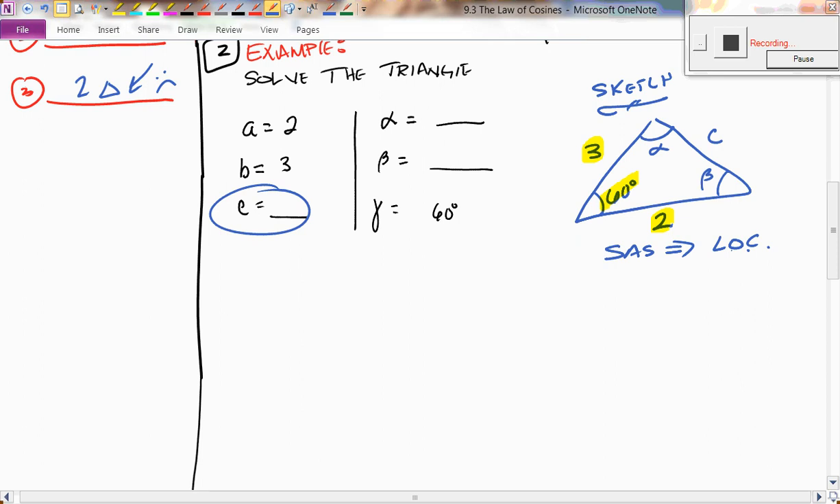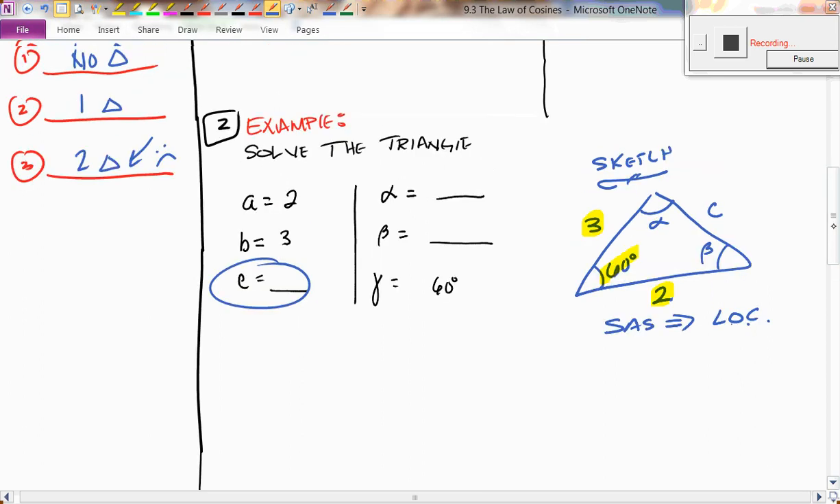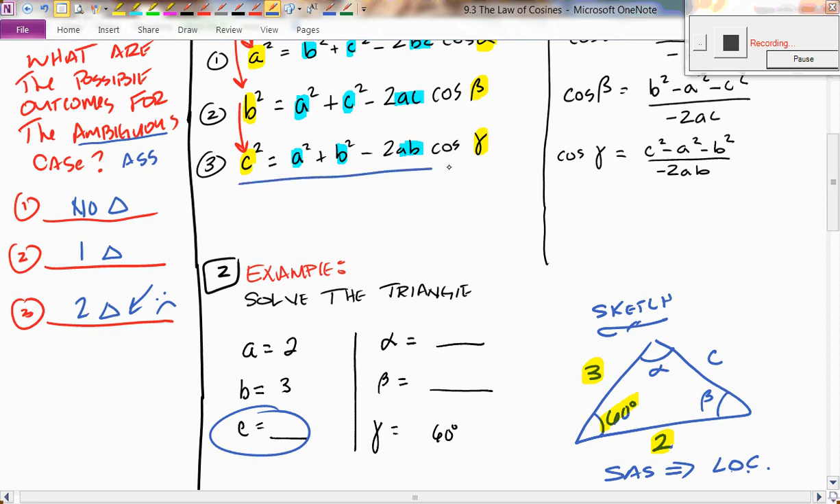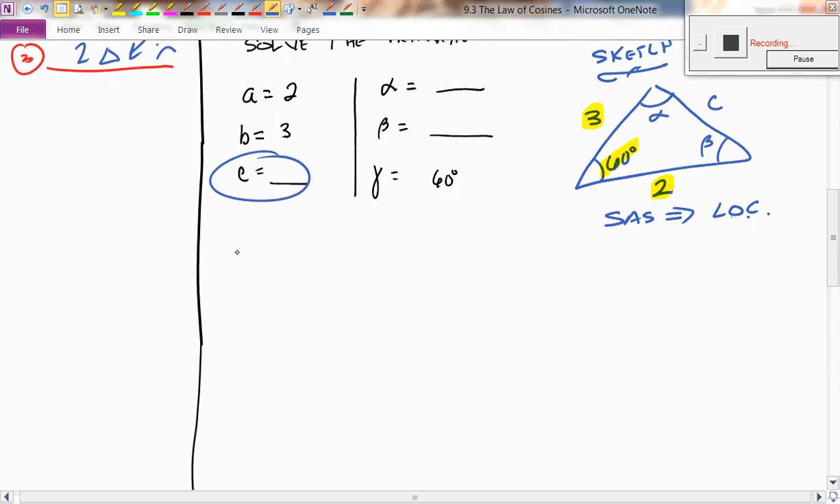So I go back up to my equations here, and I see that I'm going to use this formula because it's already solved for C. You guys get it? You with me so far? Okay. So here's what it says. It says that C squared has to be 2 squared plus 3 squared minus 2 times 3 times the cosine of the one that's opposite, which would be 60 degrees.